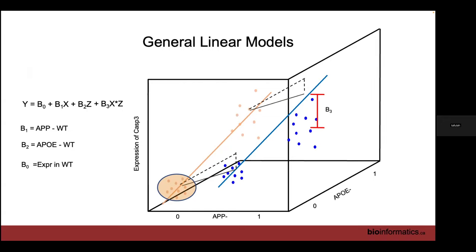Because X and Z are 0 or 1, if X is 1 and Z is 0, this is 0, so there's no B3. If X is 0 and Z is 1, the whole thing is 0, so there's no B3. So only if X is 1 and Z is 1, that B3 is added to our expression. So B3 is our interaction between ApoE and APP.